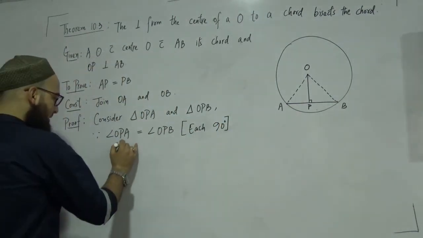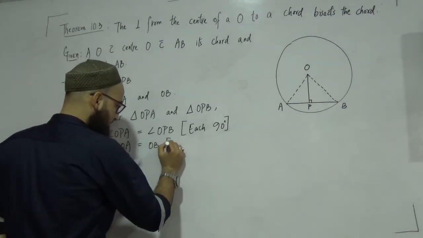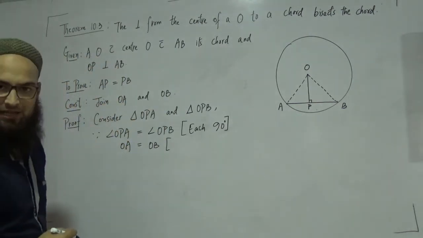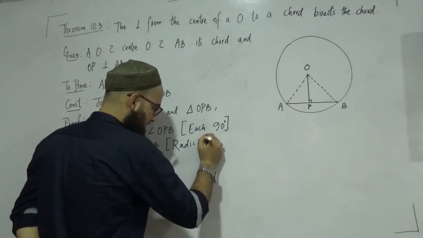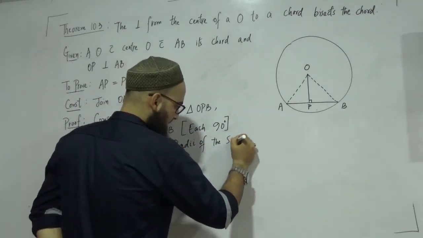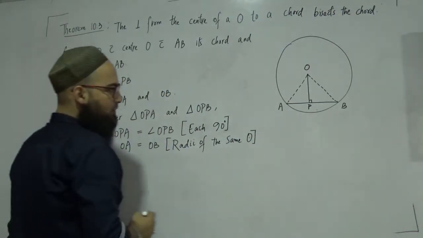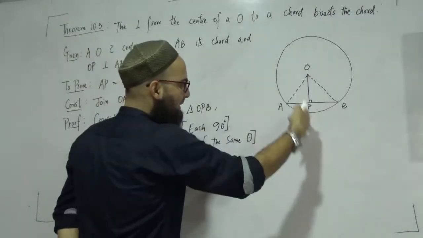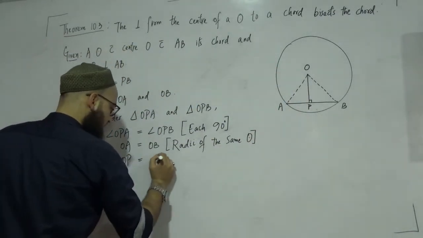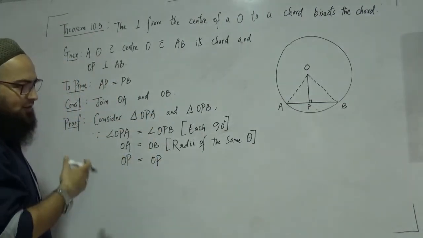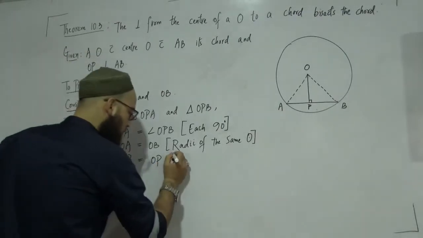Then I'll say OA is equal to OB, radii of the same circle. Then one more thing I'll do, OP is equal to OP. OP is the side of triangle OPA and OP is the side of triangle OPB as well. So OP is equal to OP, common.